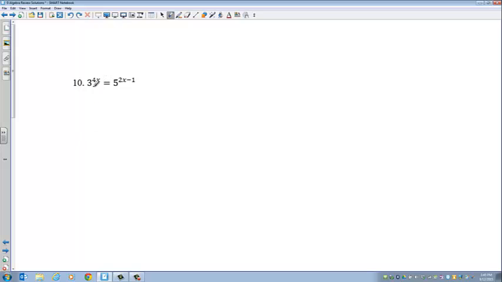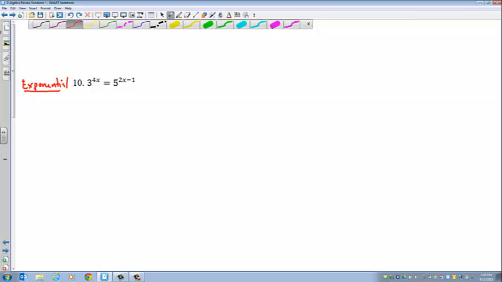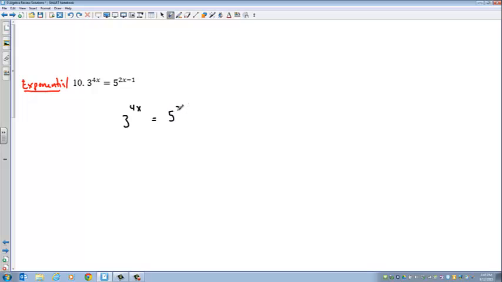So number 10 is an exponential, solving an exponential equation. So we call this an exponential equation. The reason for this is because x is in the exponent. Right? So it's called an exponential equation. So let me rewrite this. And the way you solve exponential equations is you use their inverses, which are logarithmic equations, or logarithms.